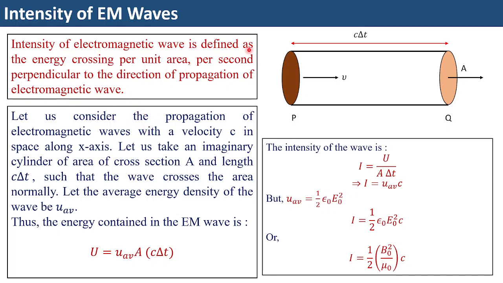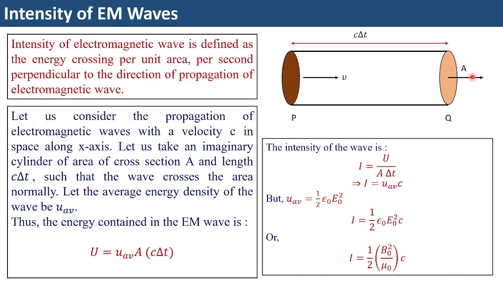Intensity of electromagnetic wave is defined as the energy crossing per unit area per second perpendicular to the direction of propagation of electromagnetic wave. Now for example, let us consider a cylindrical volume through which electromagnetic wave is going. Now the cylinder has got an area of cross section A as shown here. Okay, so this length is then C delta t, because the wave is traveling at speed C. So since I have considered the speed to be C, that itself means that I have considered it to be vacuum. So this point is P, this point is Q. Electromagnetic waves are entering through this particular end and exiting through this point.